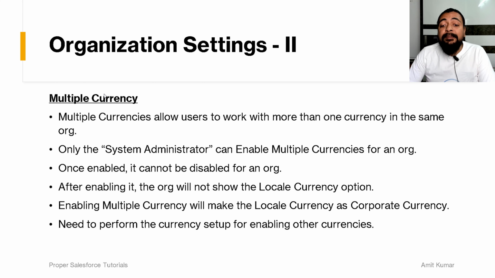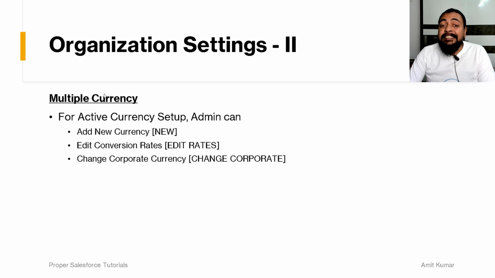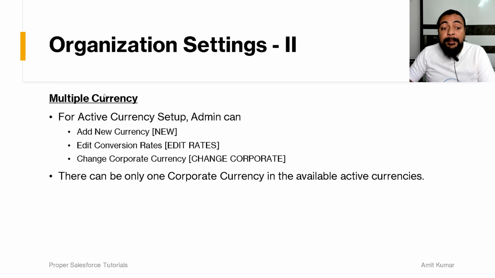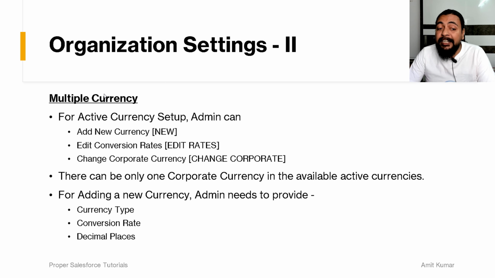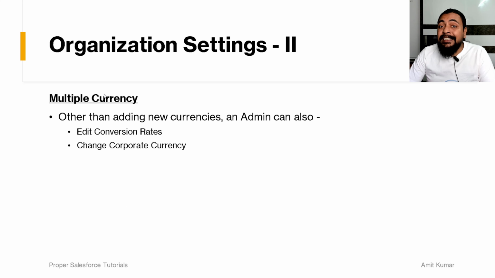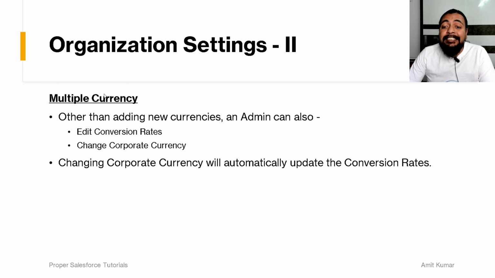And we need to perform the currency setup for enabling other currencies in our org. For active currency setup, admin can add new currency, edit conversion rate, and change the corporate currency. You need to be aware that there can be only one corporate currency in the available active currencies. For adding a new currency, admin needs to provide the currency type, conversion rate, and decimal places. Other than adding new currency, an admin can also edit conversion rate or change the corporate currency in their org. Changing corporate currency will automatically update the conversion rates.